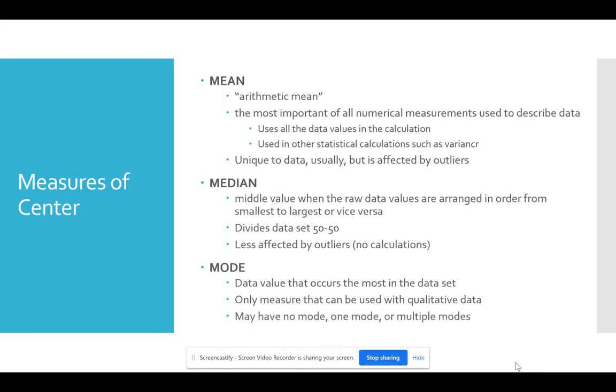I suppose the challenge with the mode is that it's possible a data set does not have a mode, that there is not a particular data value that occurs more than any of the others. It's also possible that you could have multiple modes where you have more than one number that occurs an equal number of times, and so that would then represent the mode.